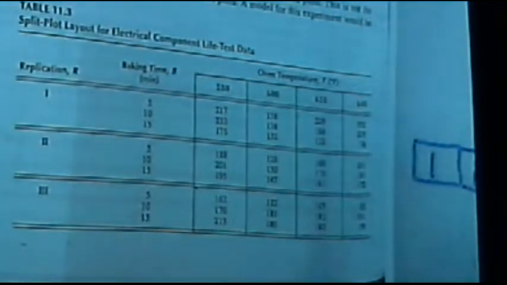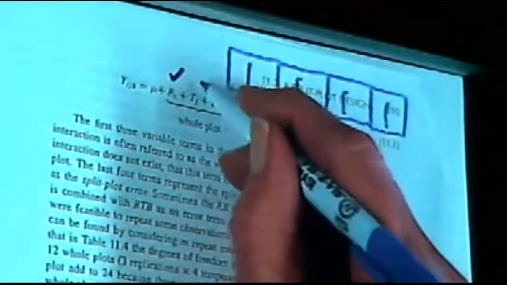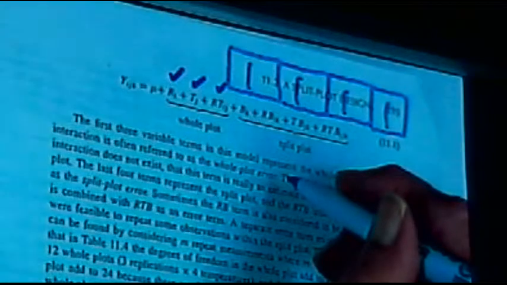So if that's the way the data is collected, and that's the meaning of the data, what does this source go on and do with the data? Well, it writes down a model, and I think this is the same model that we have in our handout. These pieces are the same. And we have that one, that one.